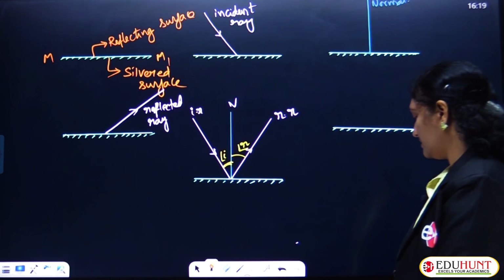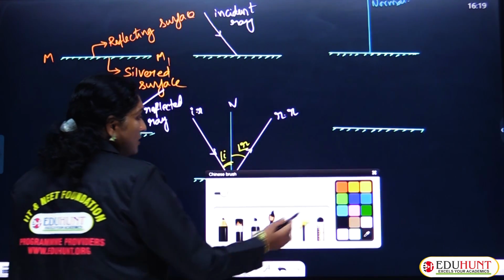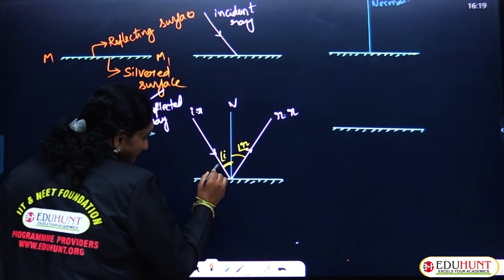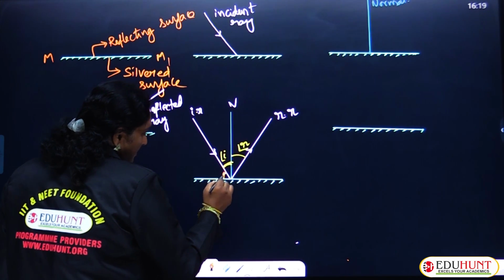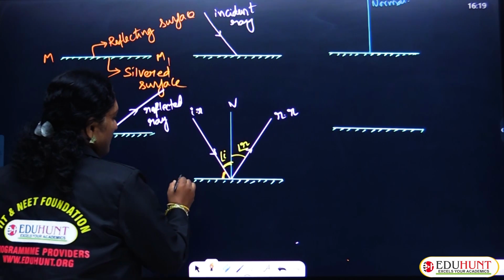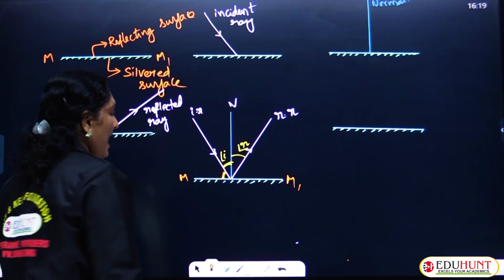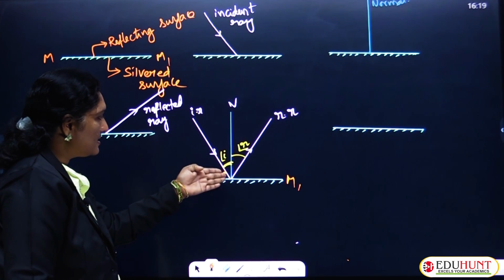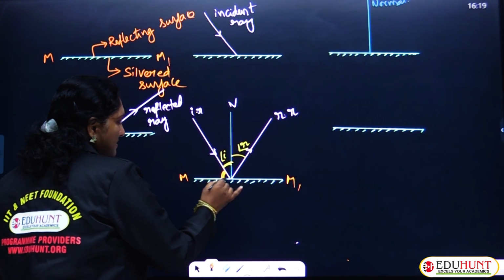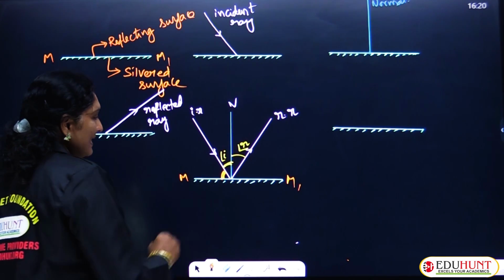Okay, this is called your angle of reflection. Also observe, children, that there is one more angle you can see here. This angle is between the plane mirror, which I already called MM1, and the incident ray. The angle made by the incident ray with the surface of the mirror is called your glazing angle.